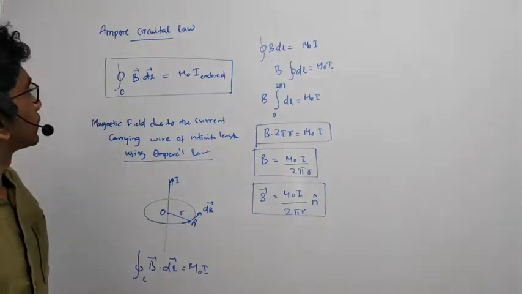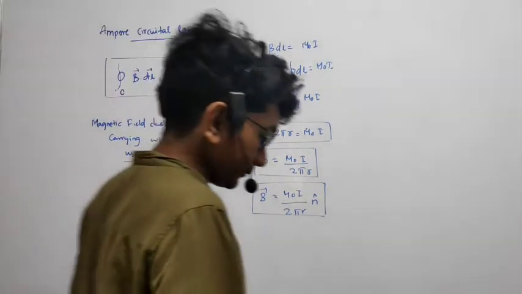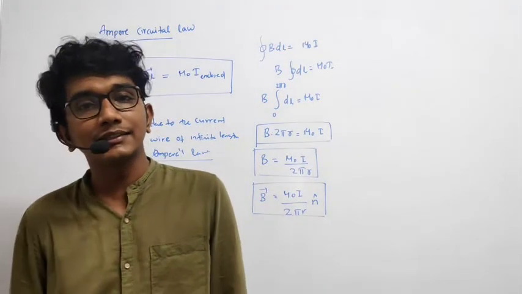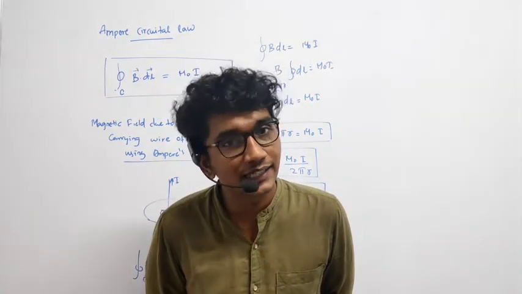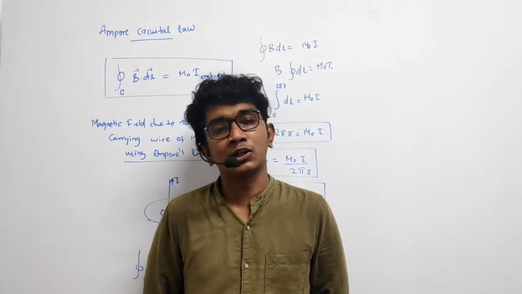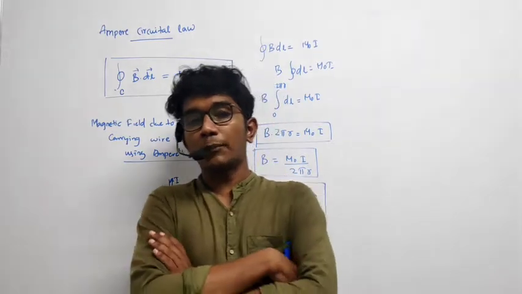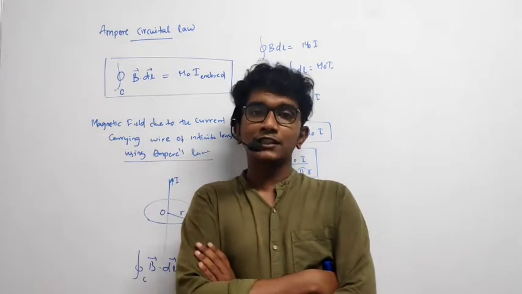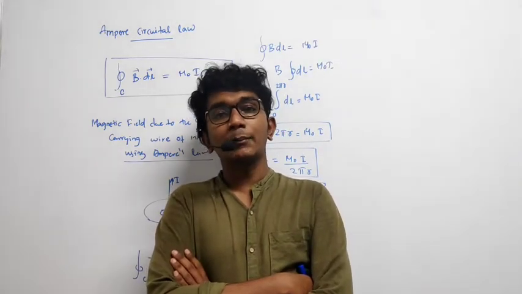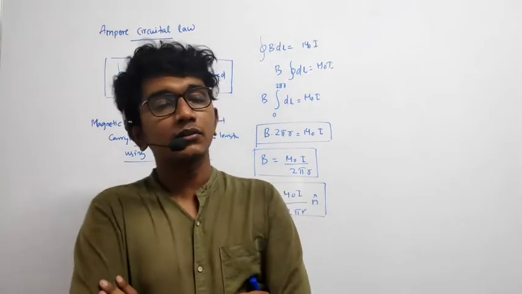Hi everyone, so now we are going to talk about Ampere's circuital law. The definition is very simple, just like our Gauss's law that we have learned in electrostatics. I would like to call it a symmetric law. That is, if there is a symmetry in that particular charge distribution or current carrying conductor, then we can find out the magnetic field very easily. So that is what we are going to do.